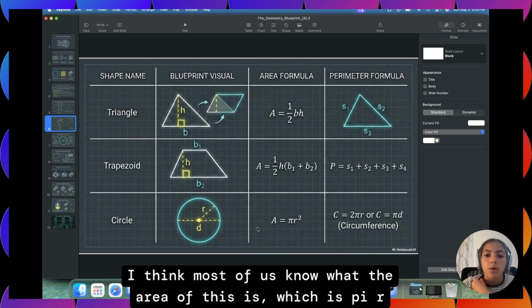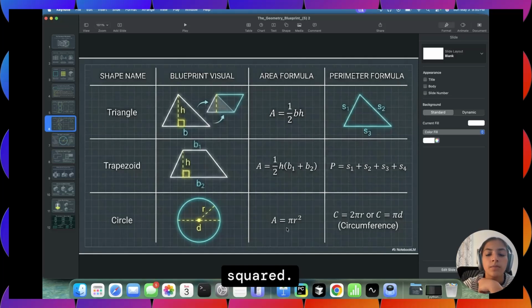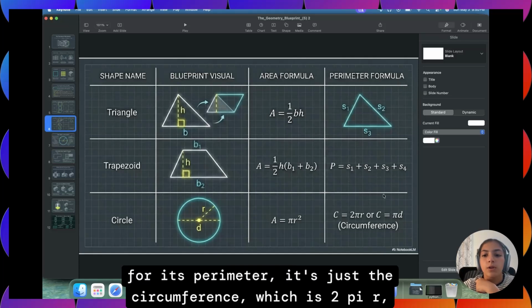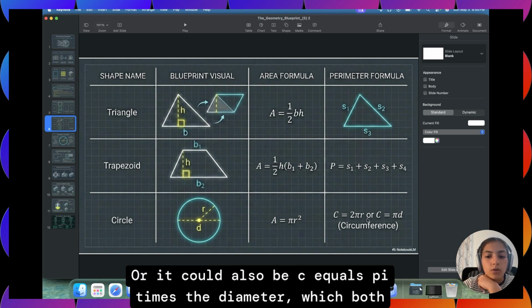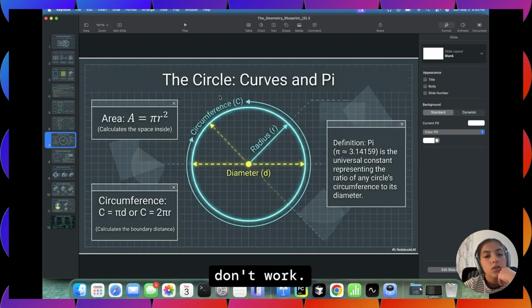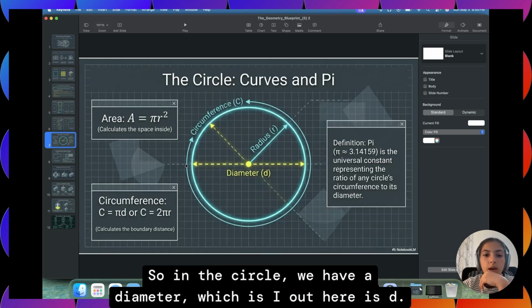Now, I think most of us know what the area of this is, which is pi r squared. And for its perimeter, it's just the circumference, which is 2 pi r, because the circumference is basically the perimeter of the circle. Or it could also be C equals pi times the diameter, and both of them work. So in the circle, we have a diameter, which is annotated as d.